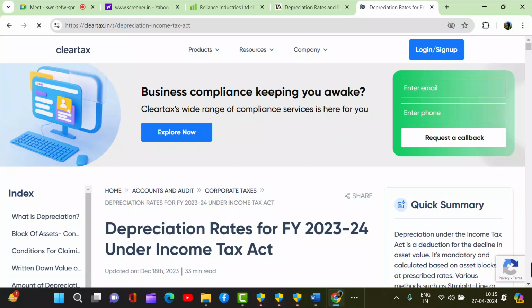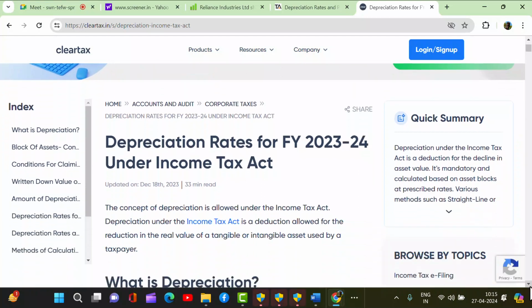So depreciation rates, just read this. Depreciation rates for financial year 23-24 under the Income Tax Act. The concept of depreciation is allowed under the Income Tax Act. Depreciation under the Income Tax Act is a deduction allowed for the reduction in the real value of the tangible or intangible asset used by the taxpayer. That means you can have tangible assets or intangible assets like copyrights and patents. So you can depreciate all kinds of assets. The depreciation rates are given under the rate.